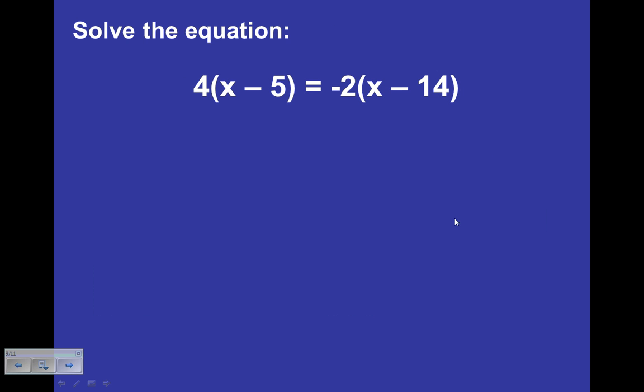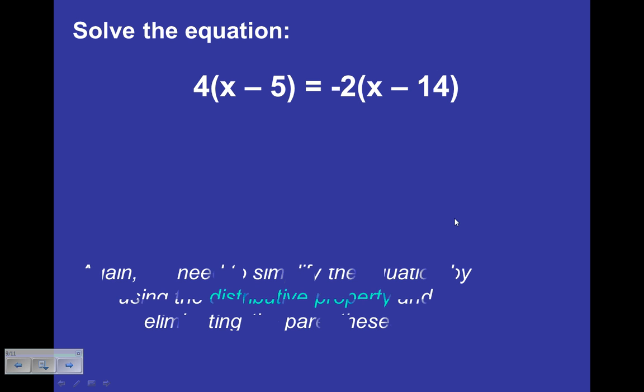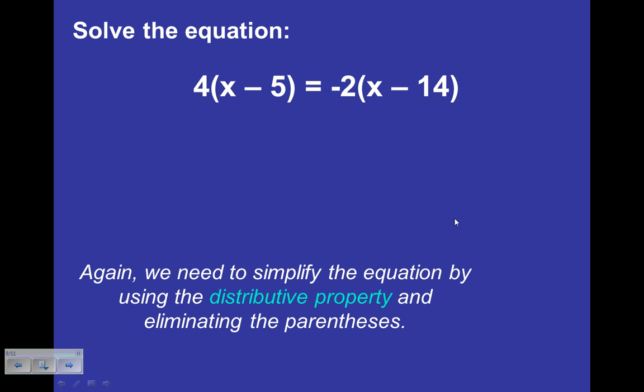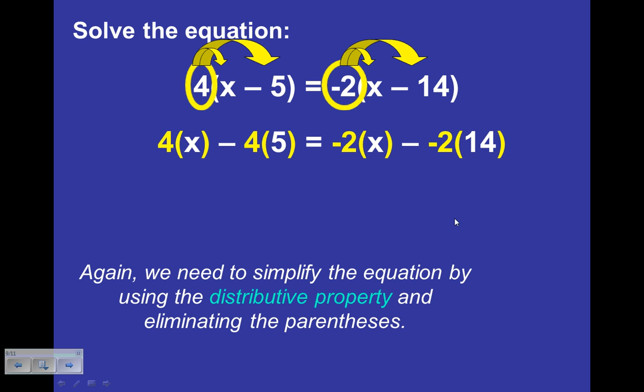Here's the next one. Right here, let's think about each side of the equation and what we need to do. Again, we need to simplify the equation by using the distributive property and eliminating the parentheses. So now I take the 4, and you take the 4 times the x and the 4 times the negative 5, and the negative 2 times the x and the negative 2 times, well really I would take this negative 2 times negative 14, but a negative and a negative makes a positive anyway. So you would have 4x minus 20 equals negative 2x plus 28.